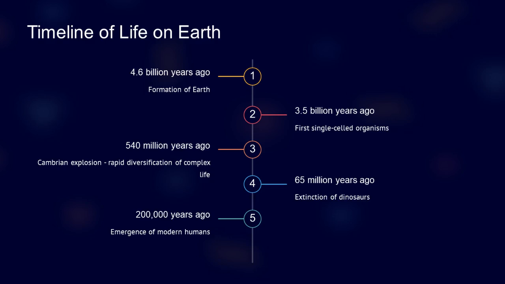The timeline of life on Earth spans billions of years. It began with the formation of Earth 4.6 billion years ago, followed by the appearance of the first single-celled organisms 3.5 billion years ago. The Cambrian explosion 540 million years ago marked rapid diversification of complex life. Dinosaurs went extinct 65 million years ago, and modern humans emerged around 200,000 years ago.